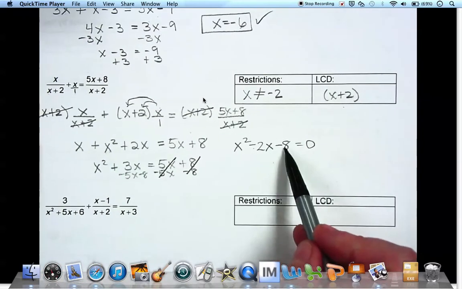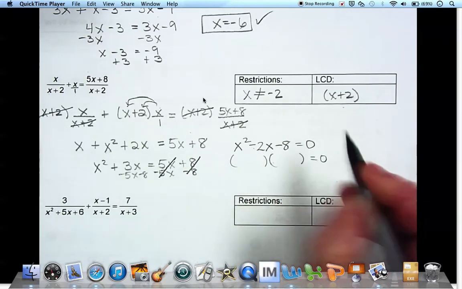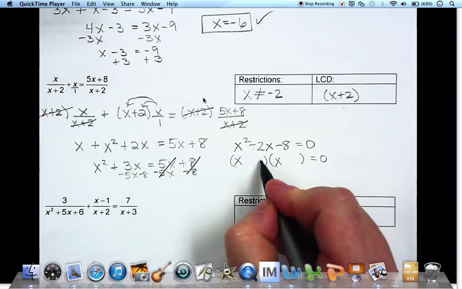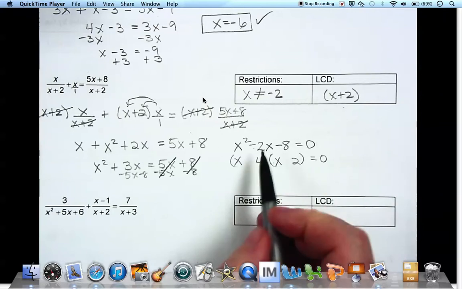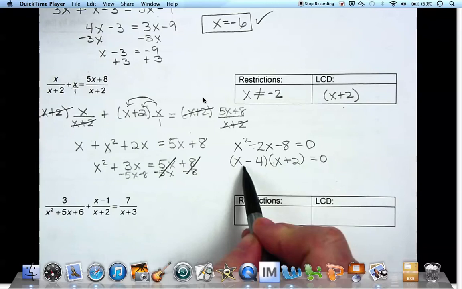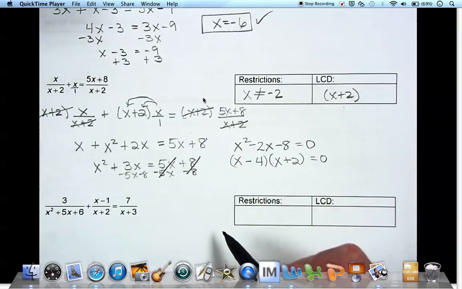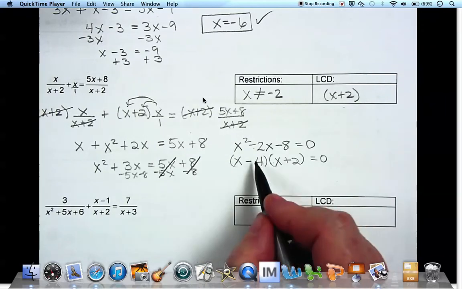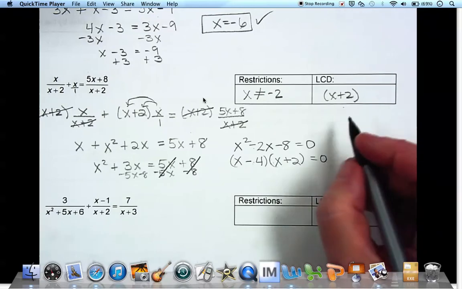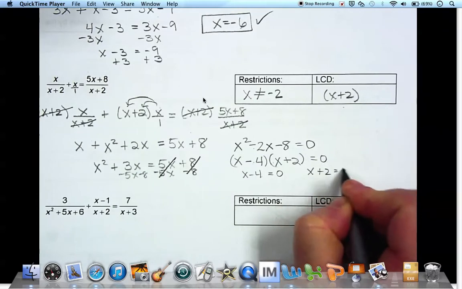Now, when you have a quadratic set equal to 0, we want to factor into 2 parentheses. So x squared would be x times x, and 8. Let's try 4 times 2. And we need to get a negative 2, so if I make the 4 negative and the 2 positive, then I have 2x minus 4x is negative 2x. And then after we factor it, we set each parenthesis equal to 0. So we have x minus 4 equals 0 and x plus 2 equals 0.